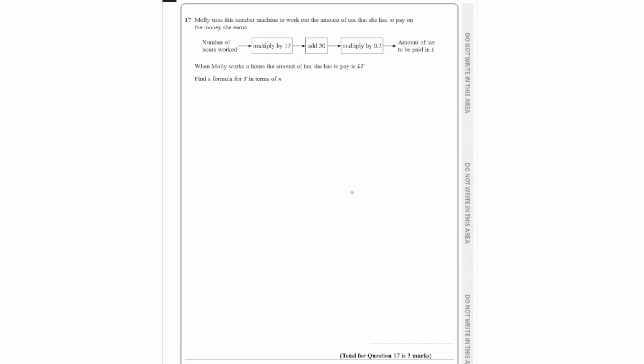When you have to define something in terms of, that means the first value given is your answer: T is equal to, in terms of n. So something happens to n. Let's find out what that is. Here we can see that the number of hours worked is n and the amount of tax to be paid is T. So the formula is actually already given: n times 12, add 50, and multiply by 0.2 is equal to T.